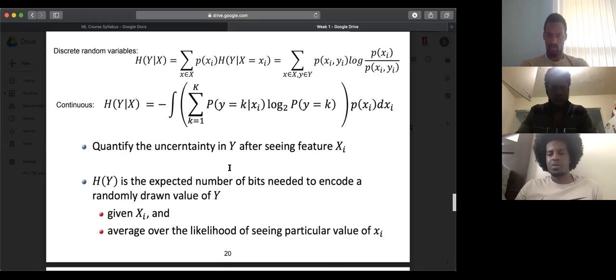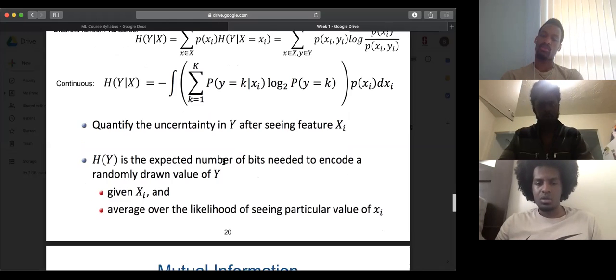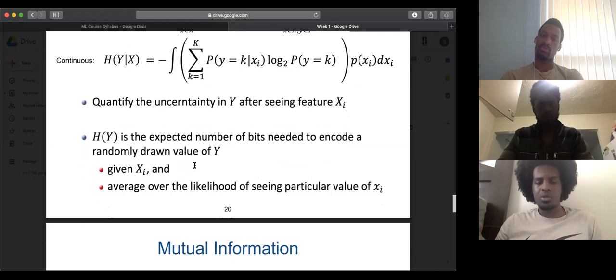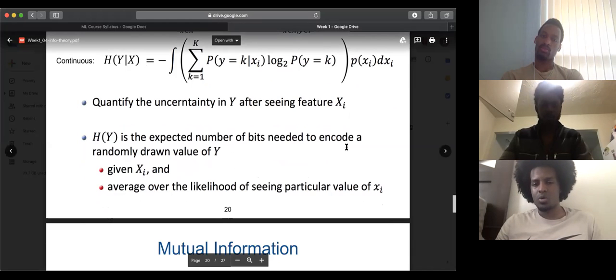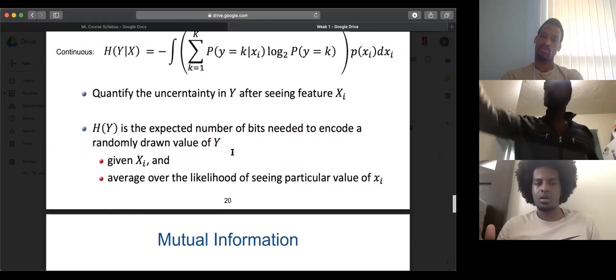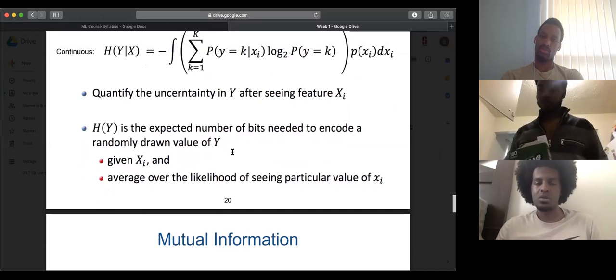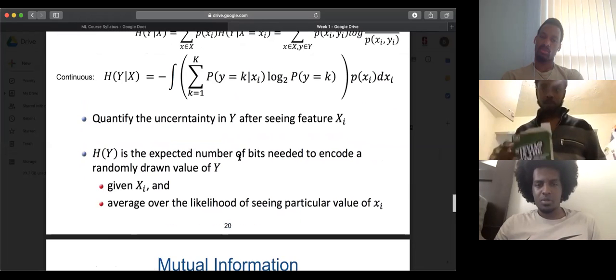Your event space, your feature x of i, you have a data set of data points that fall under that feature, and you're calculating your uncertainty, which is the distribution that you might be mapping it to. So the entropy is always the expected number of bits needed to encode a randomly drawn value of y. This is all just going over the same exact thing that we were doing for discrete, but for continuous. Does this make sense?